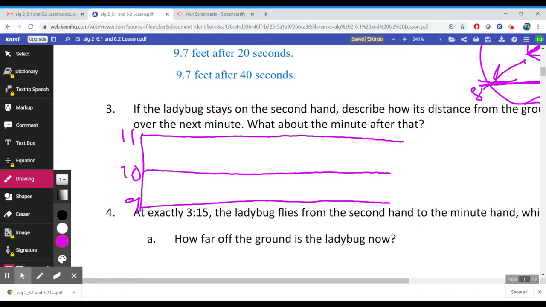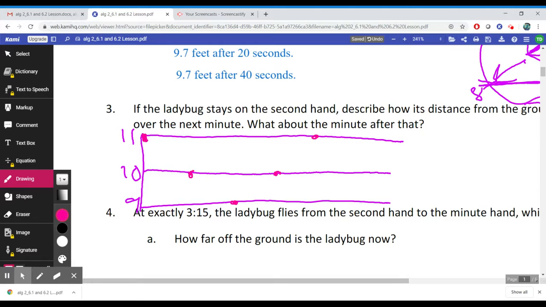We know that the ladybug starts at 11 feet, so let me change colors, and I'll go ahead and put a little dot on my graph there at the 11-foot mark. So that is our ladybug's starting position. We also know that after 15 seconds, we're at 10. After 30 seconds, we're at 9. After 45 seconds, we're back at 10 feet off the ground. And after 1 full minute, we're back where we started at 11 feet off the ground.